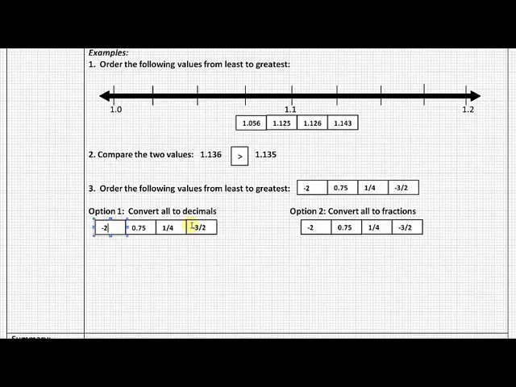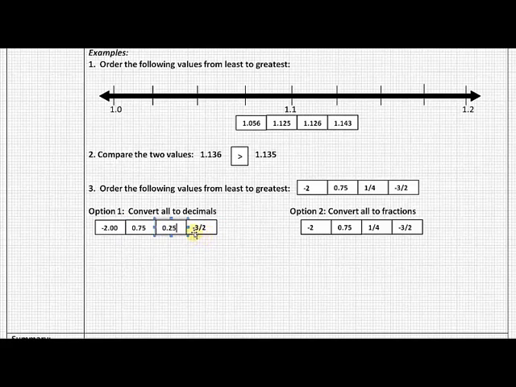So -2 would just become -2.00. I'm going 2 place values past the decimal because that is the form that this decimal is in. 1/4, think about that. What would that be as a decimal? If you said 0 and 25 hundredths, I would agree with you.